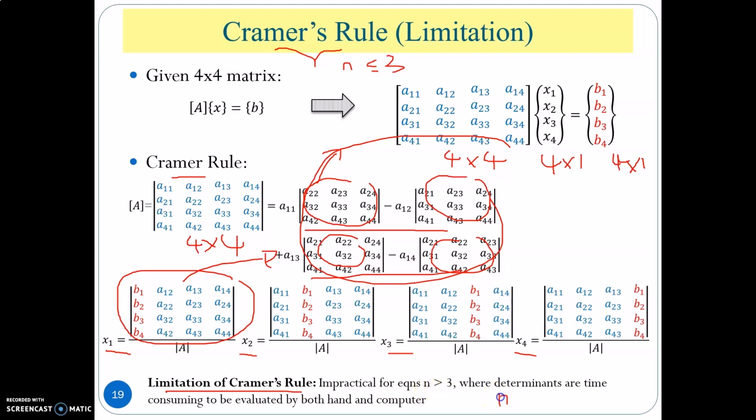So we say that it will be less efficient to solve the problem by using the Cramer rule. Not only by hand, computing the determinants by computer is also time consuming and less efficient compared to other computer methods such as the Gauss elimination method.